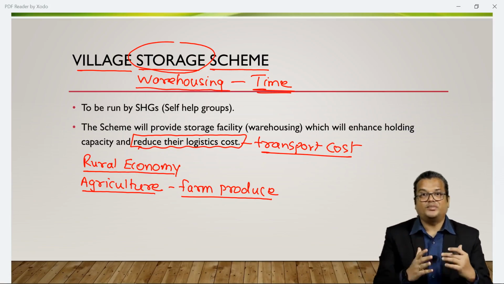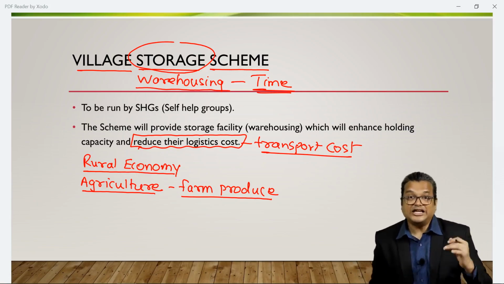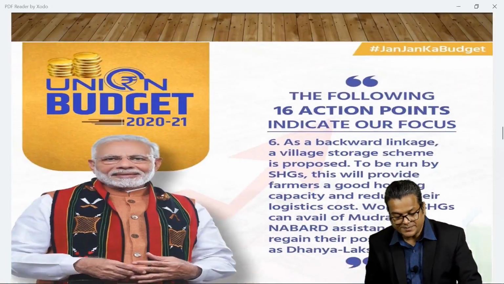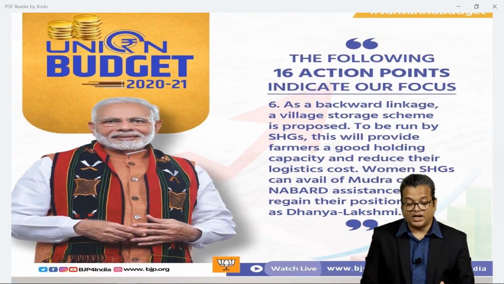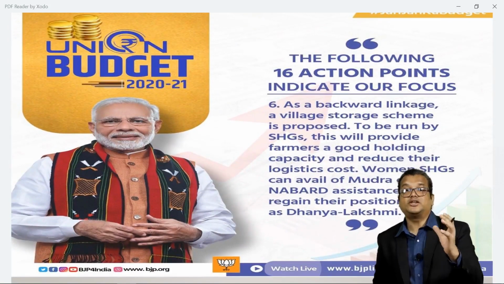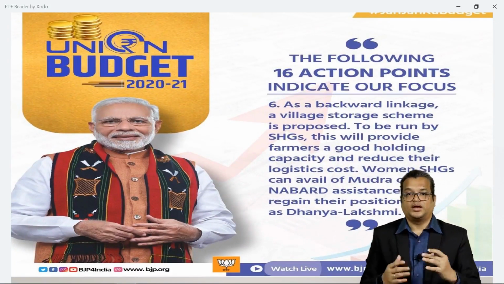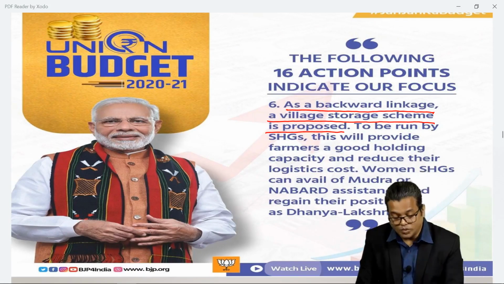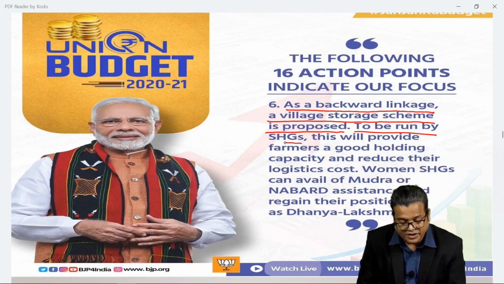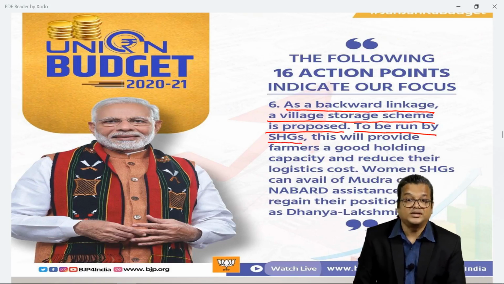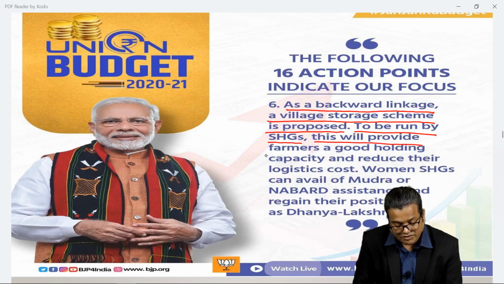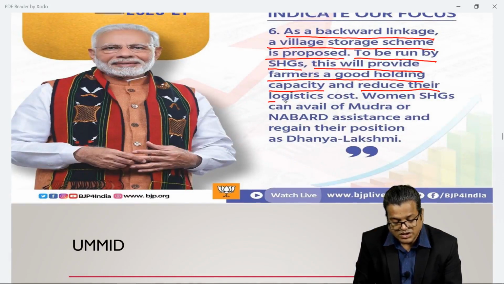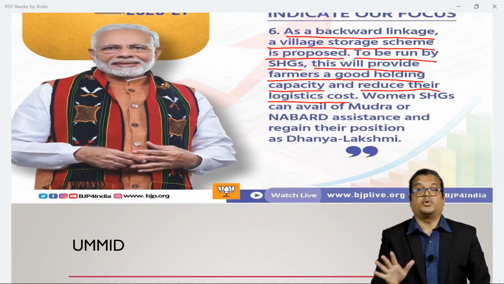Let's take some more updates about this village storage scheme. As you can see, it was declared in the Union Budget 2021. As a backward linkage, a village storage scheme is proposed. It will be run by whom? As we discussed earlier, by self-help groups. What will happen because of that? Farmers will get a good holding capacity, and it will reduce their logistic cost. That is the most important part, guys.